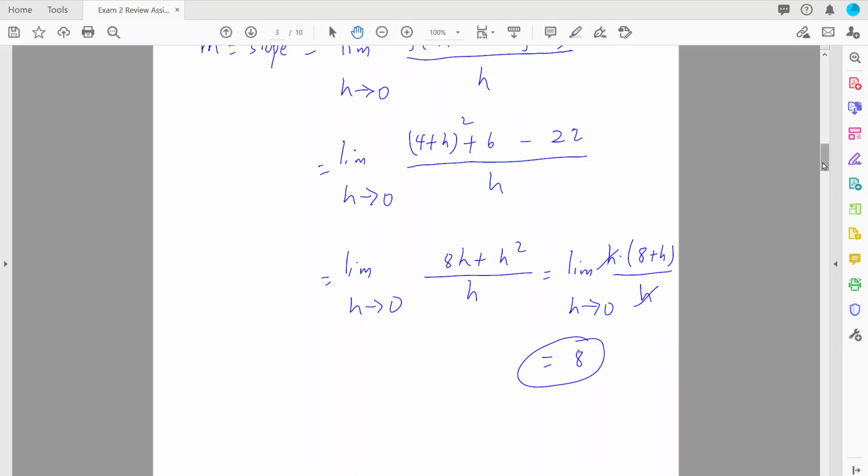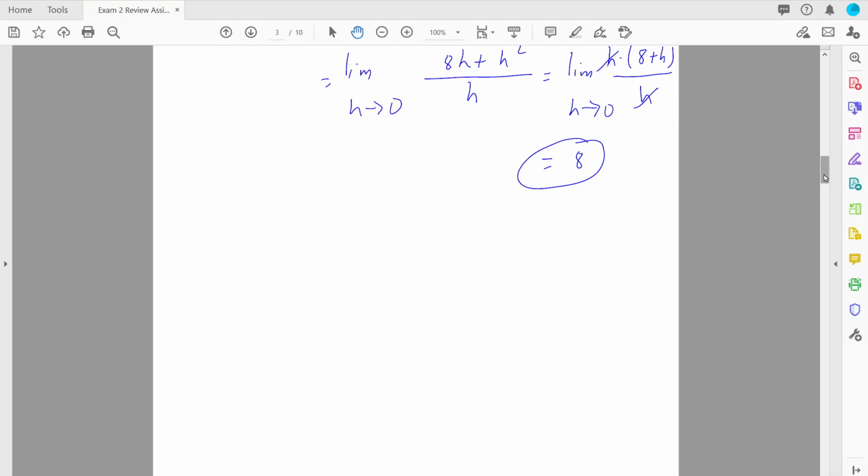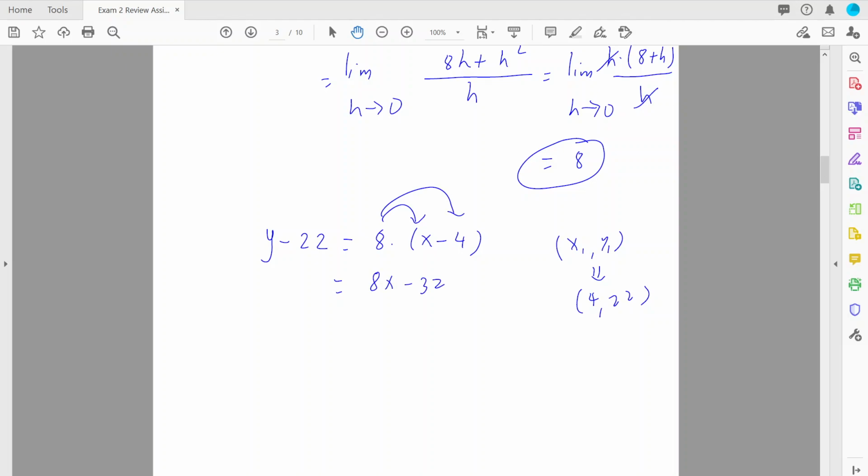And now the equation of the tangent line at 4 comma 22: y minus y1, which is 22, equals the slope times x minus 4. Don't forget that the point x1, y1 given in this case is 4 comma 22. So let's simplify this, just distribute the 8 here. So it is 8x minus 32, and there is a y minus 22 on the left side. Just add 22 to both sides, so it will be y equals 8x plus 22.